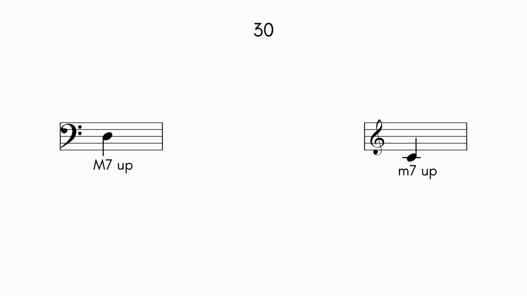Now for the seventh. The seventh has a minor and major form, both of which are very important to chords, which we'll talk about in a later video. Using what you already know about intervals, I'll give you 30 seconds to see if you can figure out what a major seventh up from D is and what a minor seventh up from C is. Then I'll share the answers with you.